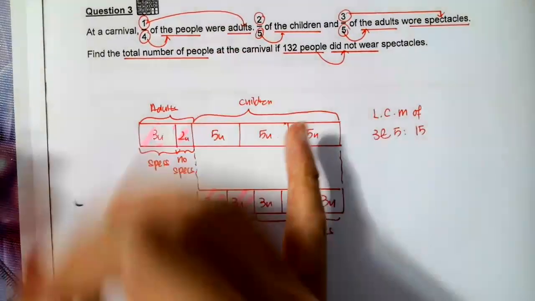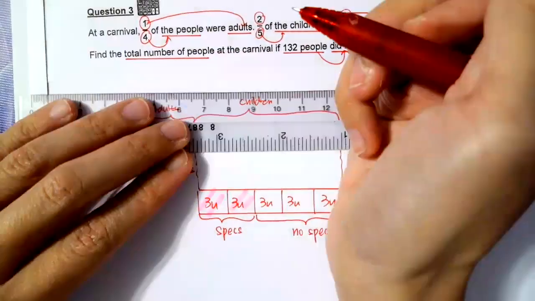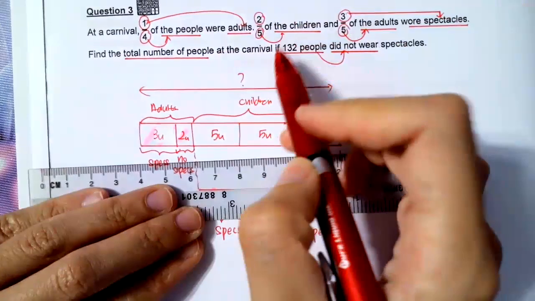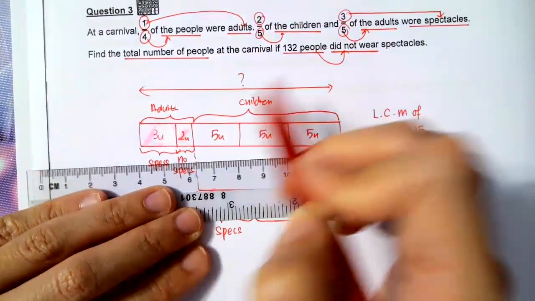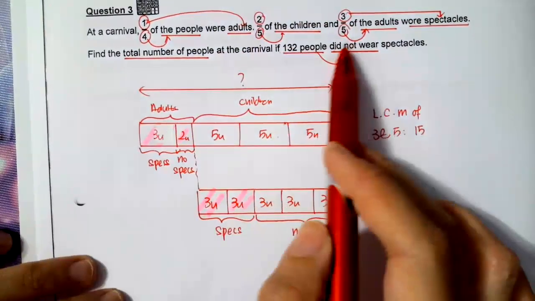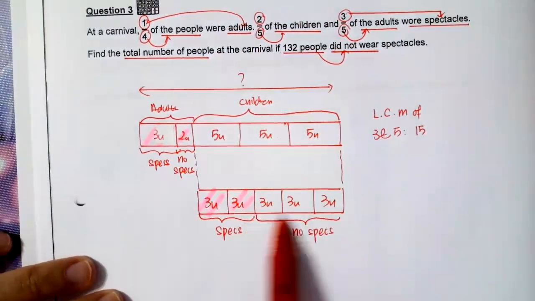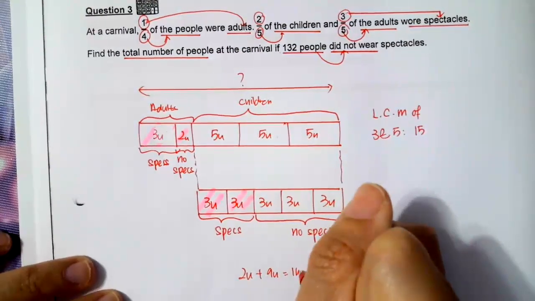Everything is all checked. Now let's go to the last line. Find the total number of people at the carnival. So I want my total, question mark. If 132 people did not wear spectacles, people referring to both adults and children, the ones that did not wear spectacles would be the 2 units here and the 9 units here. So 2 units plus 9 units is 11 units.